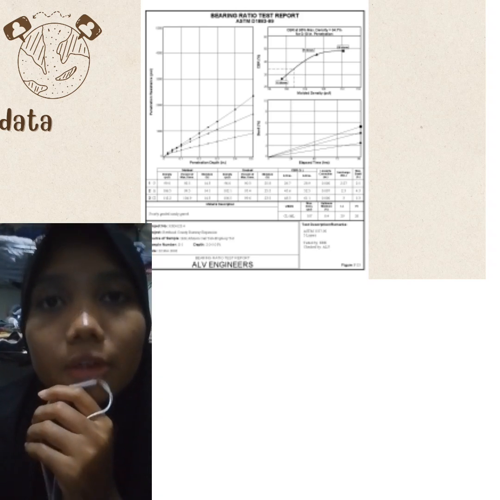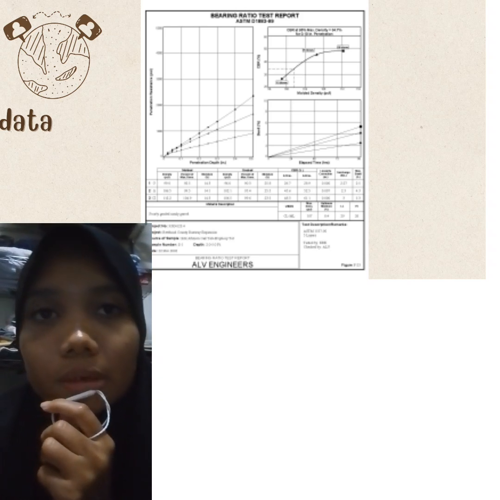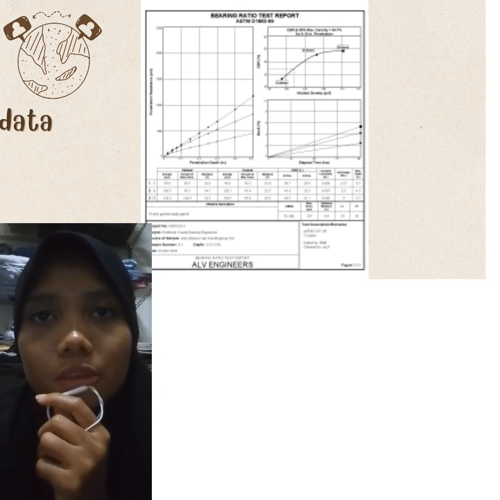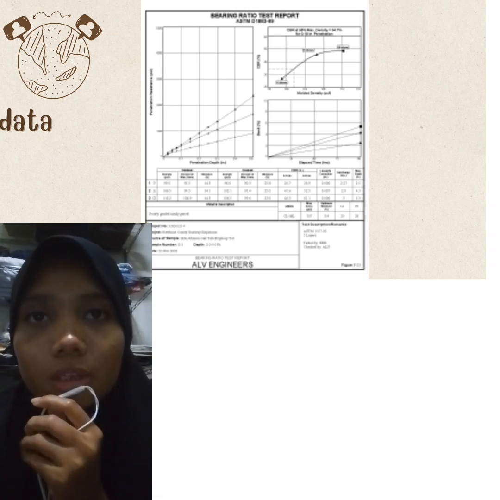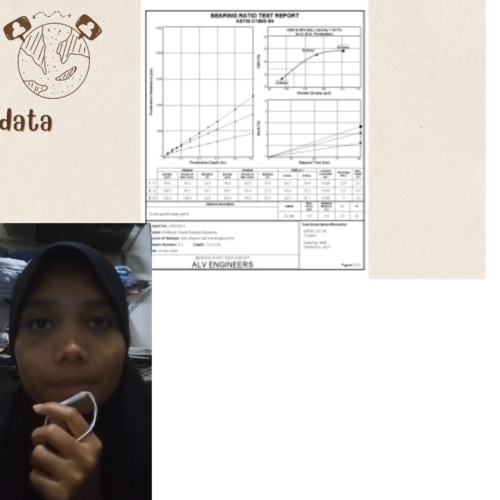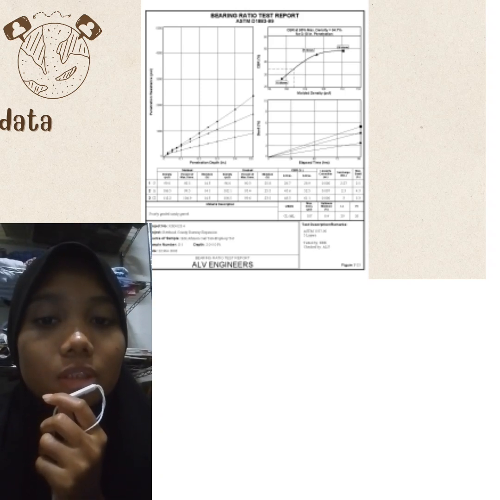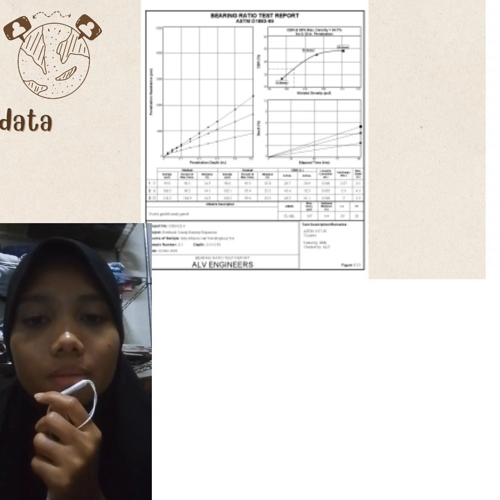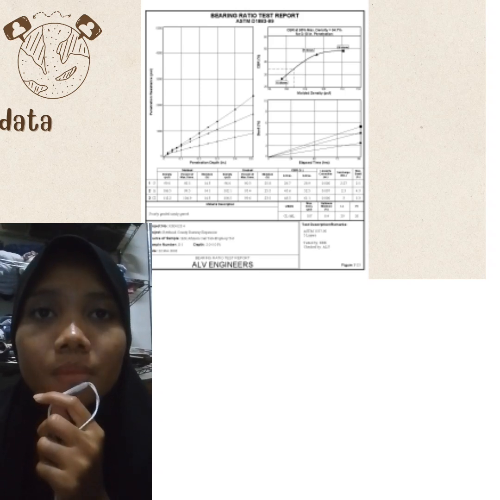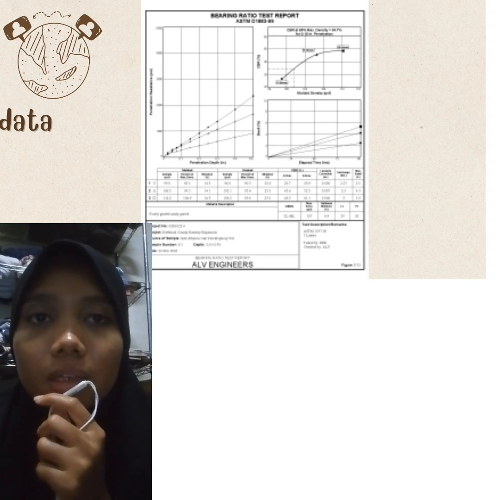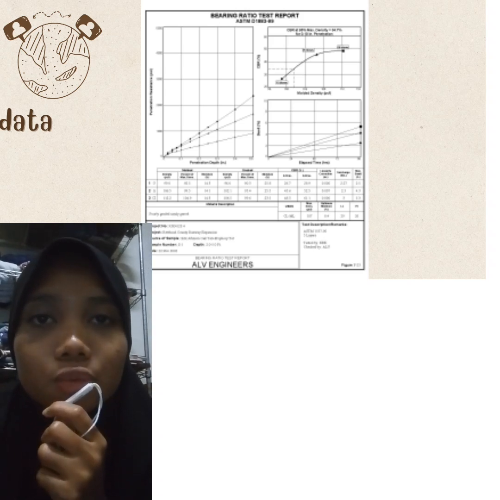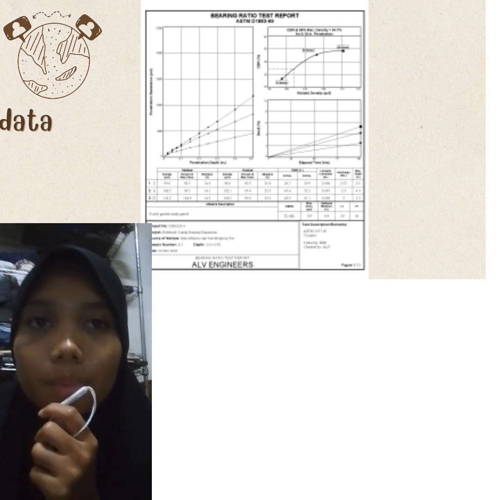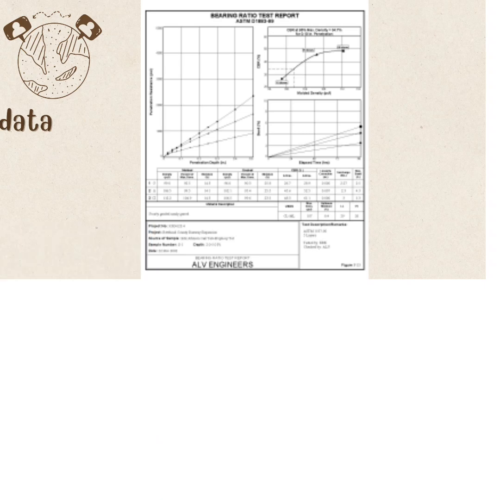17DKA24F1067. Okay, for the data section, we recorded the load readings as the plunger was pushed into the soil sample. The readings were taken at each penetration stage from 0 to 5 mm. Our main focus was on the 2.5 mm and 5.0 mm penetration because these are two key points used to calculate the CBR value. This data is important to determine whether the soil is strong enough to support road loads.